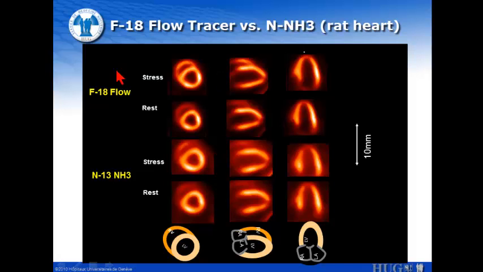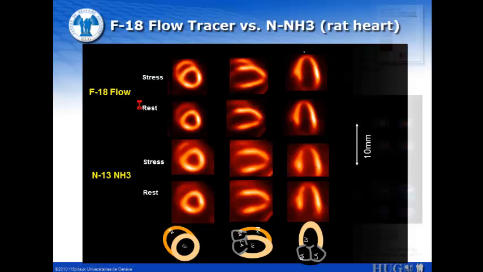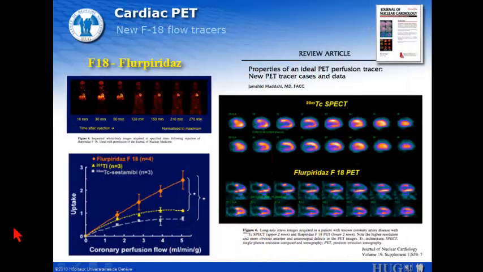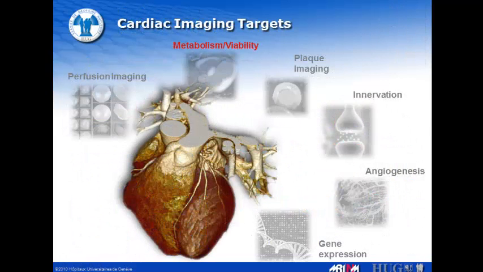But right now, there's a new flow tracer coming up, which I think already has FDA approval in the US, which is the F18 flurpiridaz, which has really great properties in terms of extraction. The extraction is almost proportional to the coronary flow, in comparison to the tracers we know from SPECT imaging: here thallium, and here MIBI. So you really have objective quantification possibility using this new tracer based on F18.